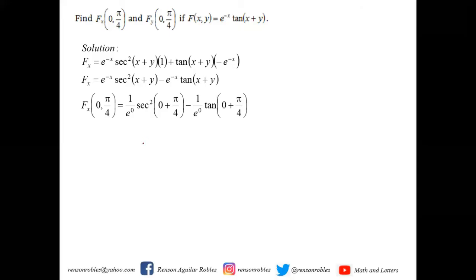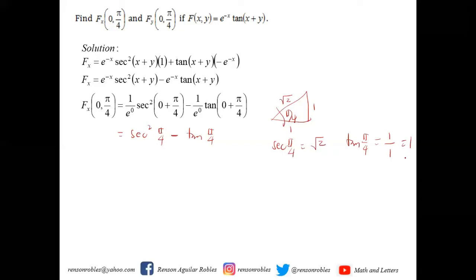And then to simplify, so we know that 1 over e to the 0 is equal to 1. So we only have secant squared pi over 4 minus tangent pi over 4. Now, to look for the value of secant pi over 4, we shall use this triangle. So if this is 45 degrees, that's pi over 4. This is 1, 1, and this is the square root of 2. And then for secant pi over 4, that's hypotenuse over adjacent, and that's square root of 2 over 1. And then for tangent pi over 4, that is equal to opposite over adjacent, and that is equal to 1 over 1, or simply 1.